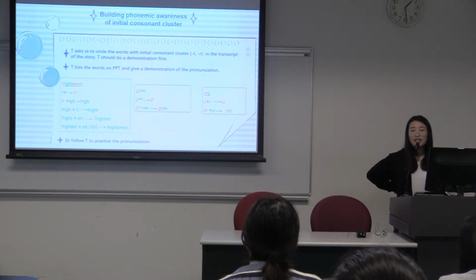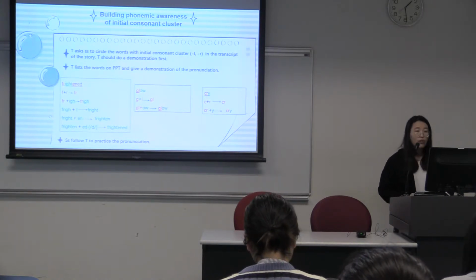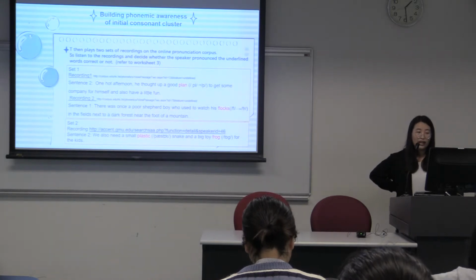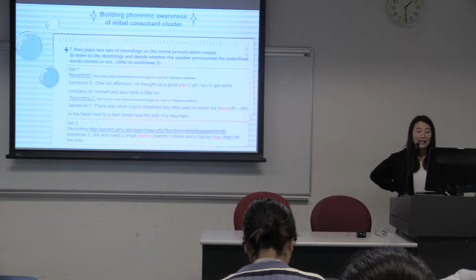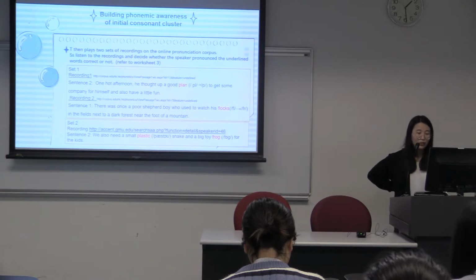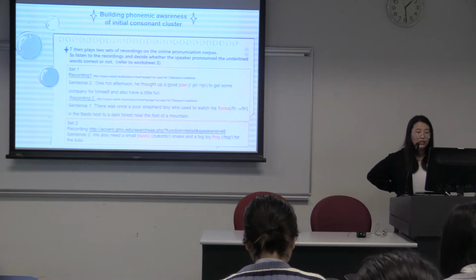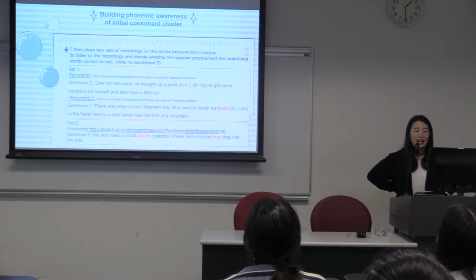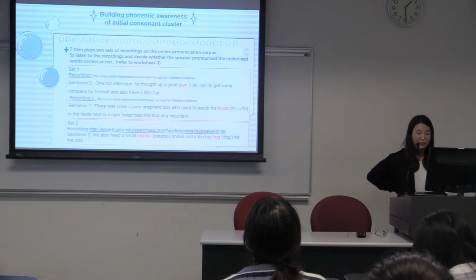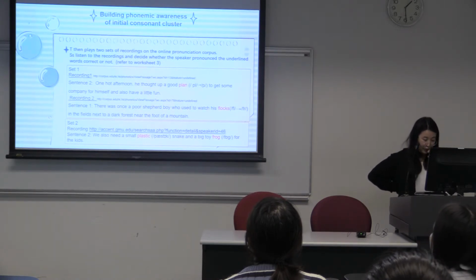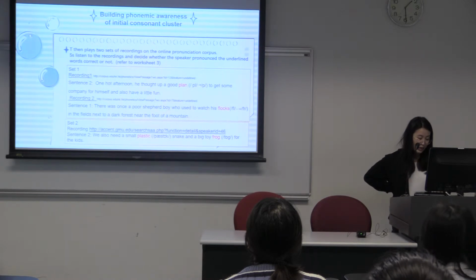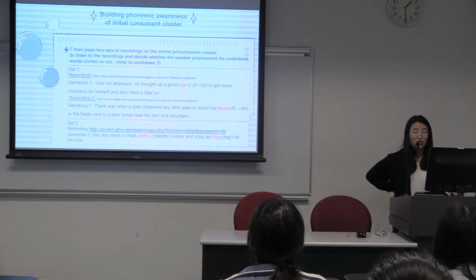So after knowing the patterns and the pronunciation of these initial consonant clusters L and R, we will play 2 sets of recordings from online spoken corpora. Students need to listen to the recordings and decide whether the underlined red words are correctly or wrongly pronounced by the speakers. We use 2 spoken corpora here. One is the EDU-HK corpus, the English learners corpus of EDU-HK, and the other one is the Speech Accent Archive.